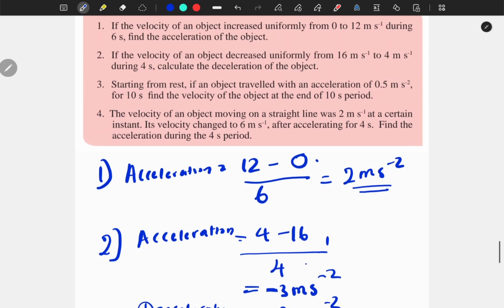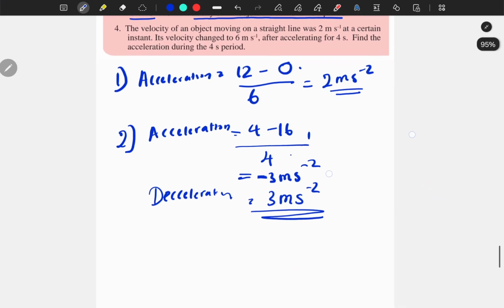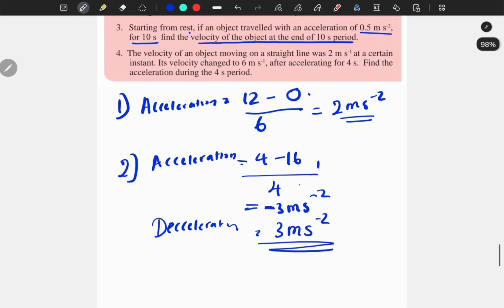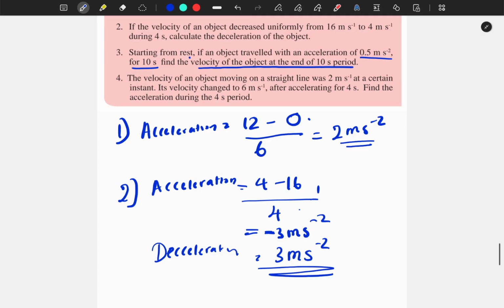Then the third one: starting from rest, if an object travels with an acceleration of this much for 10 seconds, find the velocity of the object at the end of the 10-second period. What does this mean? Here you know the acceleration, right? You know the time. Here it's asking about the velocity at the end, that means it's asking about the final velocity, right? Starting from rest means it is the initial velocity.